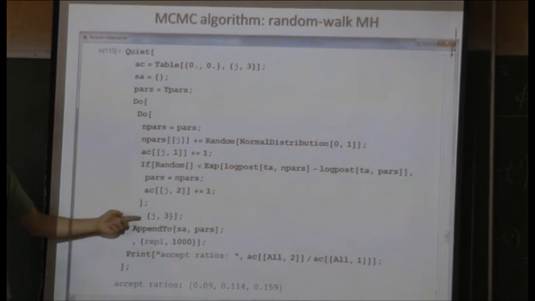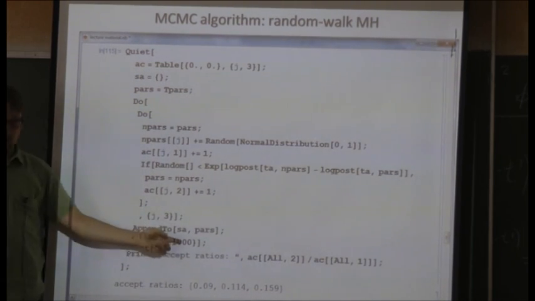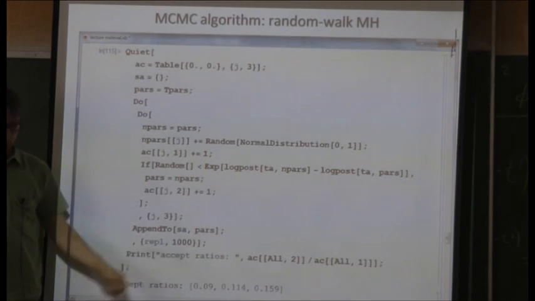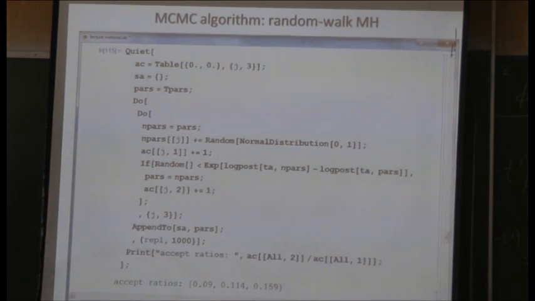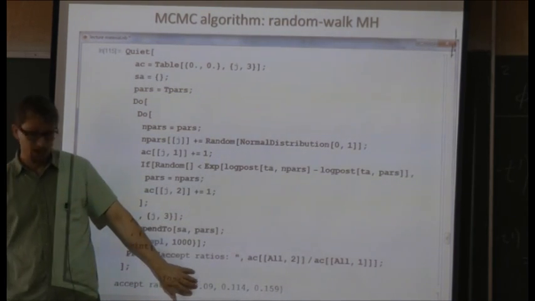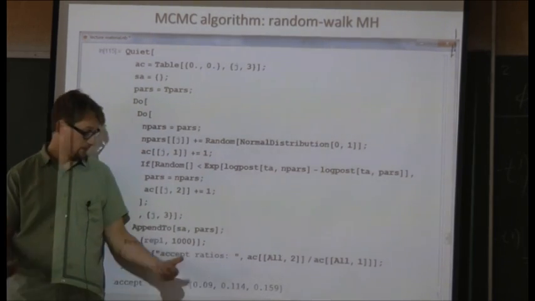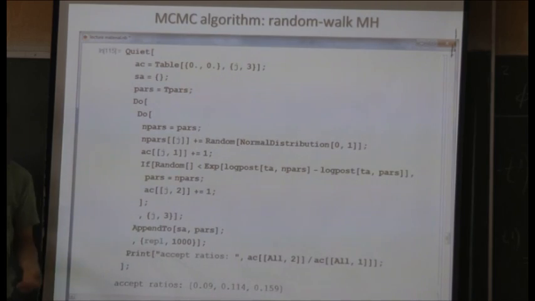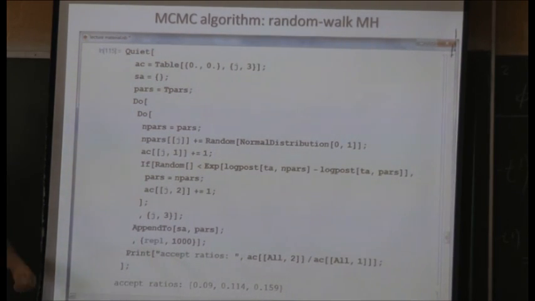I do this loop for all the parameters, and then I repeat this, in this case, 1,000 times. And then I print the acceptance ratios. In this case, they were 0.09 for parameter A, 0.11 for parameter B, 0.16 for parameter C. So most of the time I actually reject it. I didn't accept the new value.